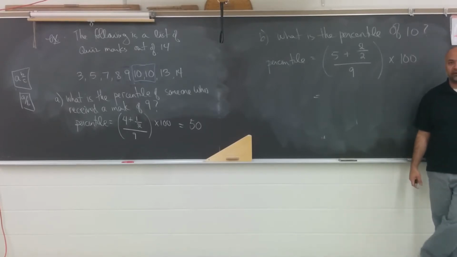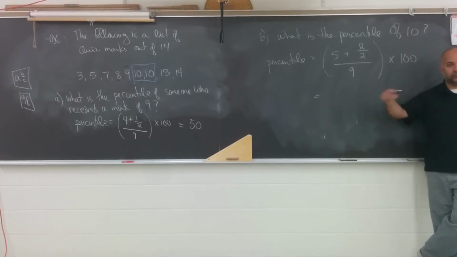Divided by 9 times 100. So when you do that, you'll get 66.66 repeated. It goes on forever, which is wrong.